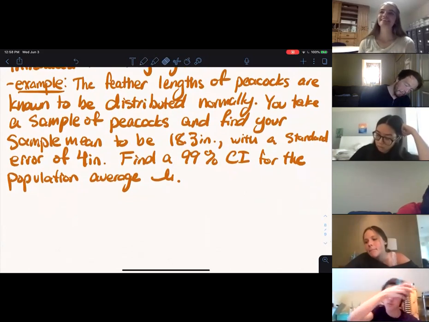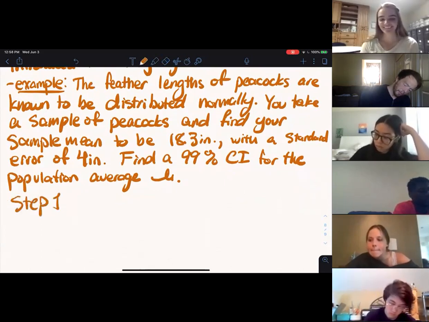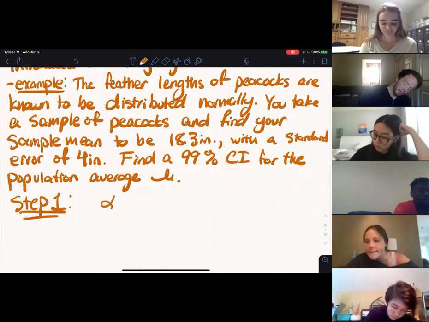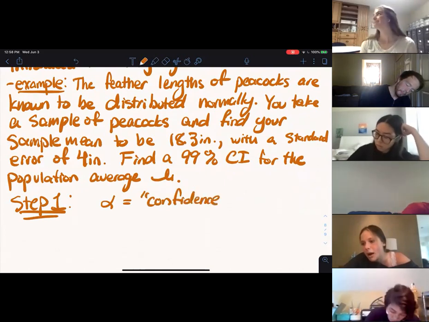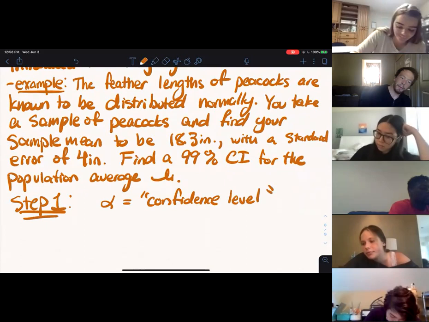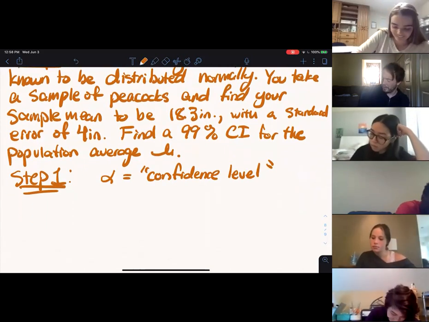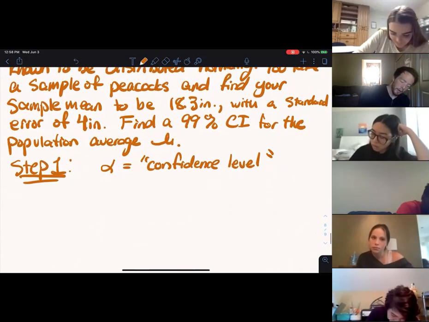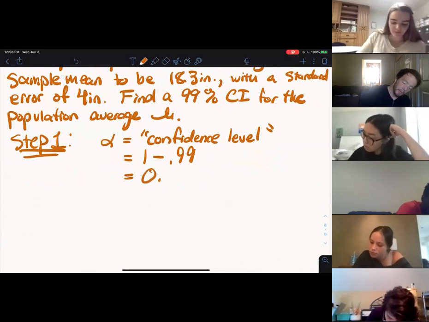So the first step is to calculate that weird alpha number. And I'm going to give you another point about alpha. It's called the confidence level. Just for future reference, that's what this alpha number is. I'm going to talk a little bit about it in like 2 lectures, but for now, just know it's 1 minus whatever your confidence level is. So 1 minus 0.99, 99%. So my alpha in this case is going to be 0.01.